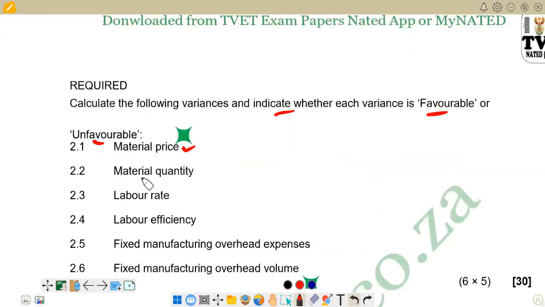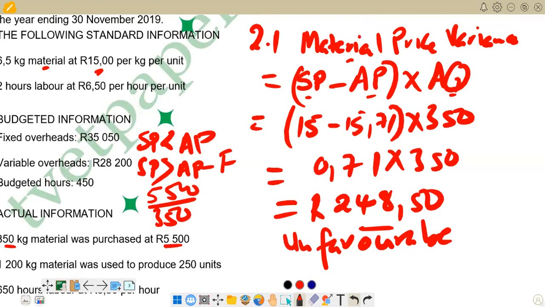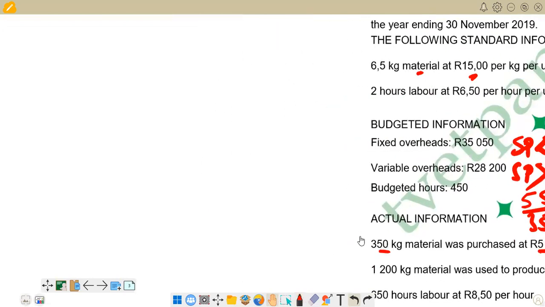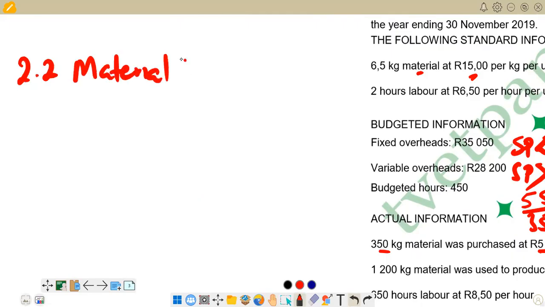The next question requires us to calculate the material quantity variance, which is 2.2. We are now on 2.2: material price variance. So how do we calculate this variance? Remember, we have to put down the formula first.